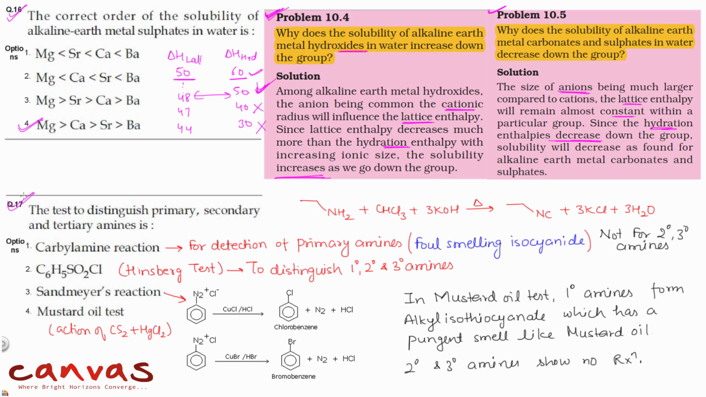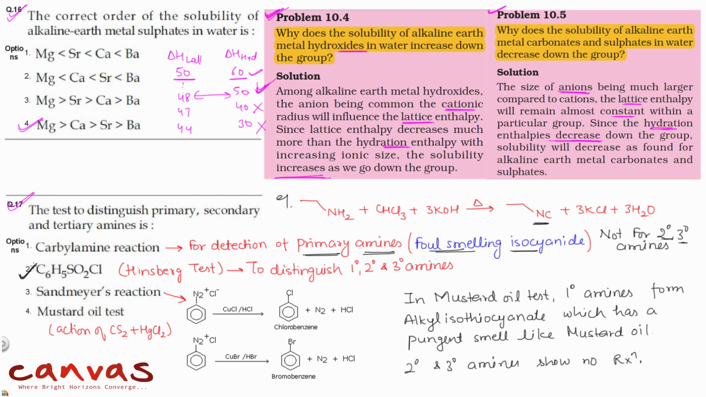Next is the test to distinguish primary, secondary and tertiary amines. Let's discuss all one by one. Now, the carbylamine reaction is for the detection of primary amines, and the foul smelling isocyanide that is formed confirms the test. It is not for 2 degree or 3 degree amines. For example, RNH2 plus CHCl3 plus 3KOH in presence of heat gives you isocyanide, a foul smelling compound, plus KCl and H2O.